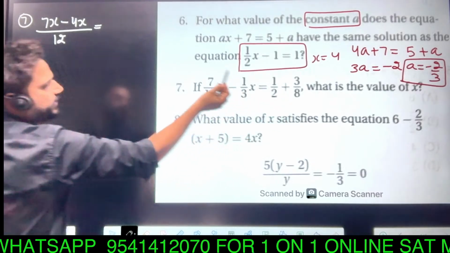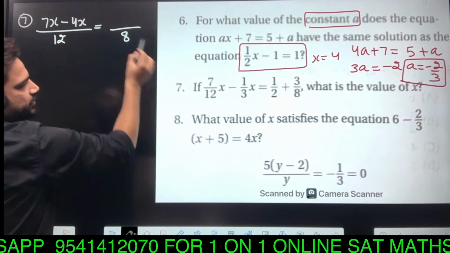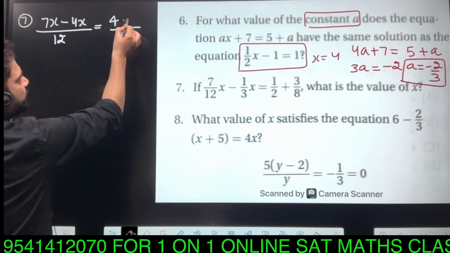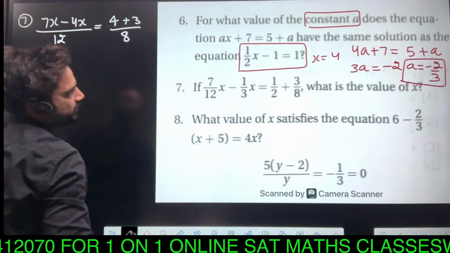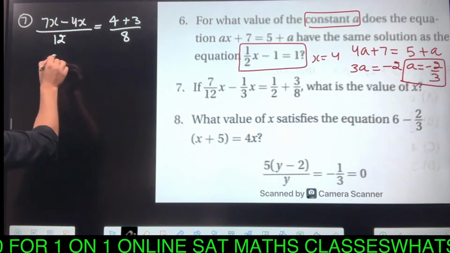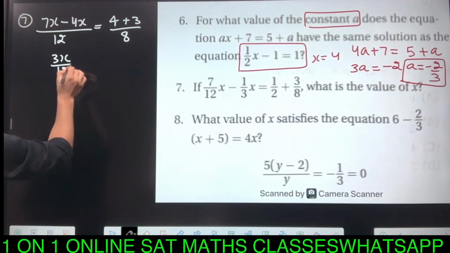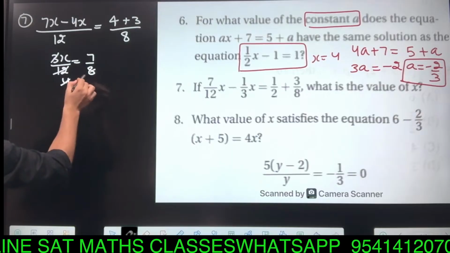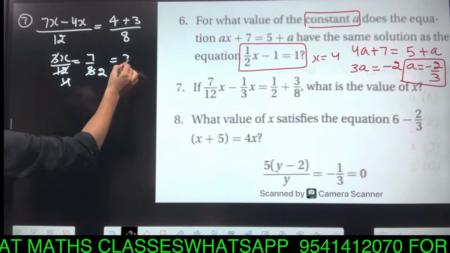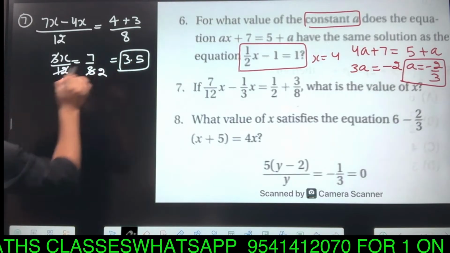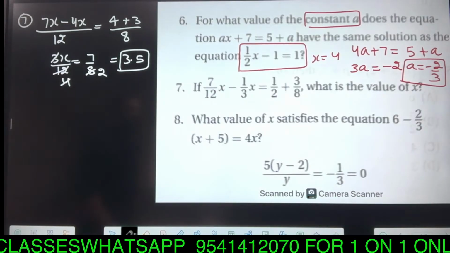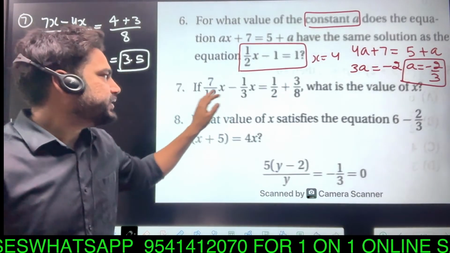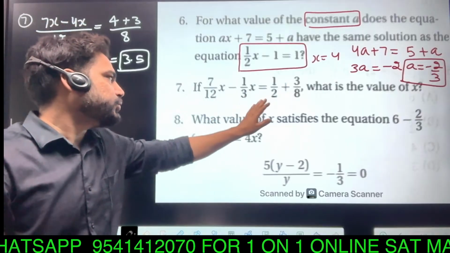here also 2 and 8 LCM we will take. 2 and 8 LCM is 8, so it will be 4 plus 3. 4 plus 3, so it will be 3x by 12 is equal to 7 by 8. 3 will cut this on 4, 4 will cut this on 2, so x is 7 by 2, or you can say 3.5. So very easily we can solve this. We just have to take LCM. LCM of 12 and 3 is 12. LCM of 2 and 8 is 8.